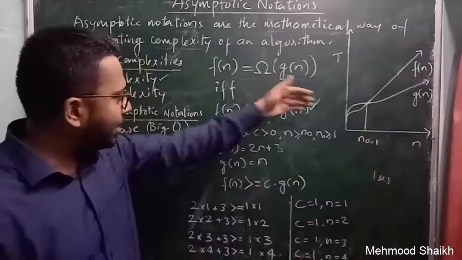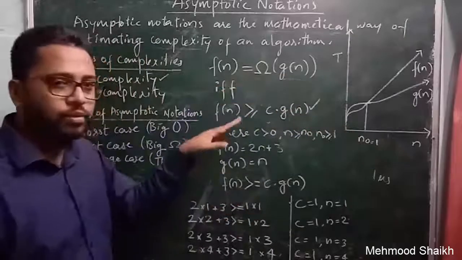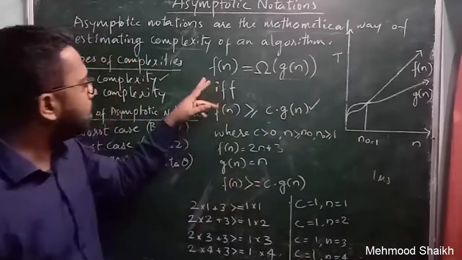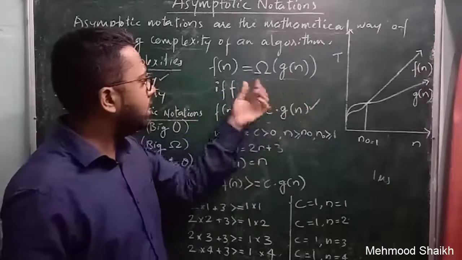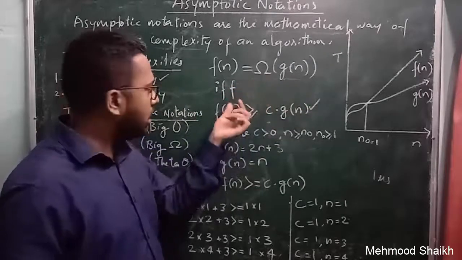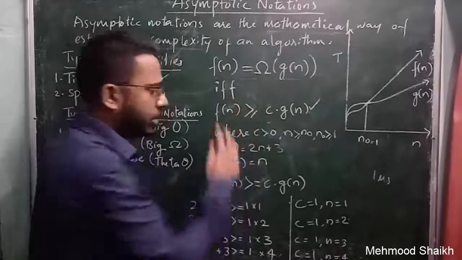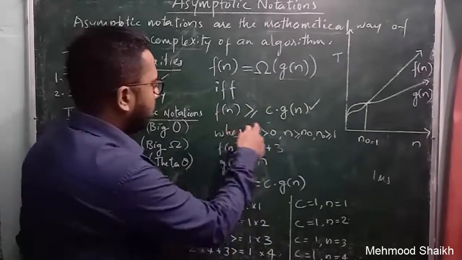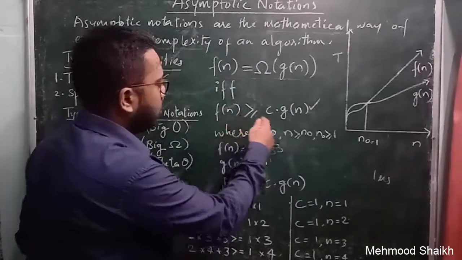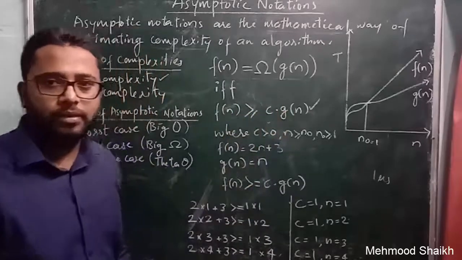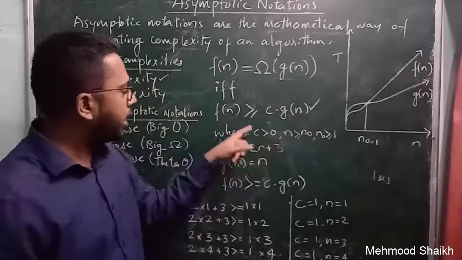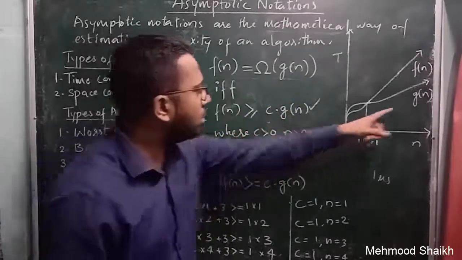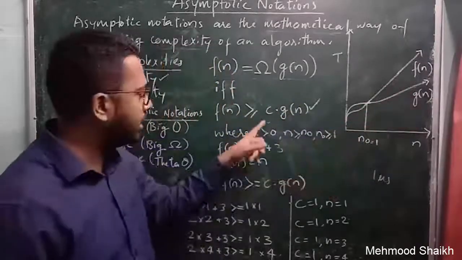Okay, so now that's what we are trying to prove with the help of this mathematical expression. So here function f of n is equal to big omega of function g of n. This condition holds good if and only if these conditions get satisfied. Here we are checking function f of n is greater than or equal to c dot g of n, where c is a constant.